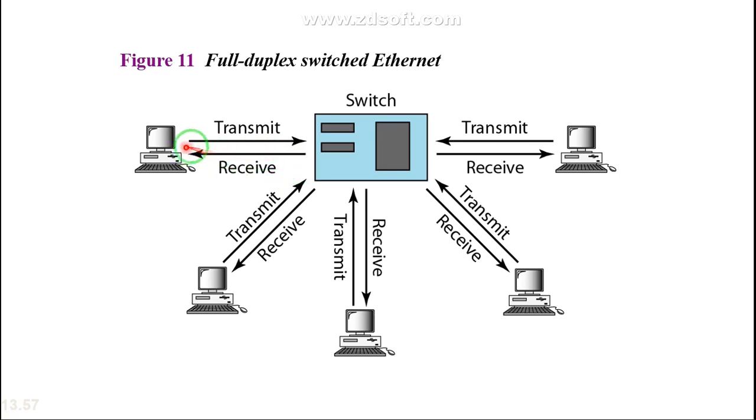And each link, you can see, is point-to-point. That is a dedicated path between the station and the switch. So no need for carrier sensing, no need for collision detection. Hence, the job of the MAC layer becomes very much easier.